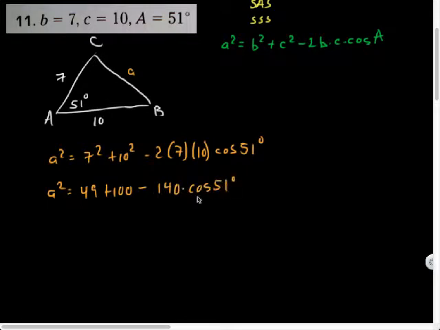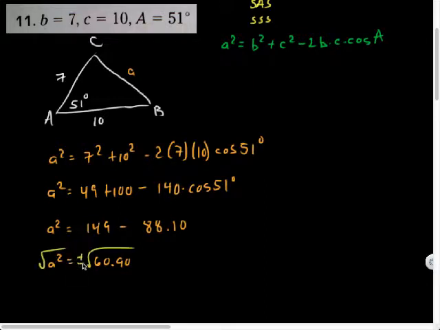I could evaluate what that is. 49 plus 100 is 149, minus 140 times cosine 51, which is 88.10. Then I subtract those two things. 149 minus that is roughly 60.8, or 61 if I round up. And now I could solve by rooting both sides.